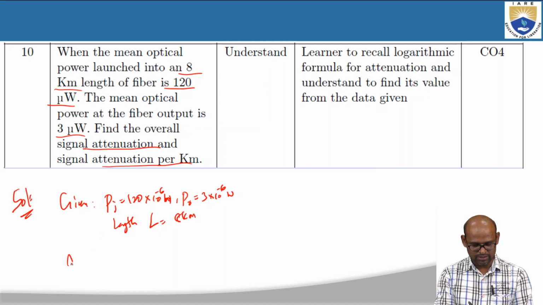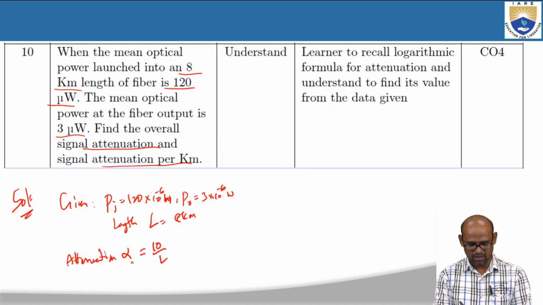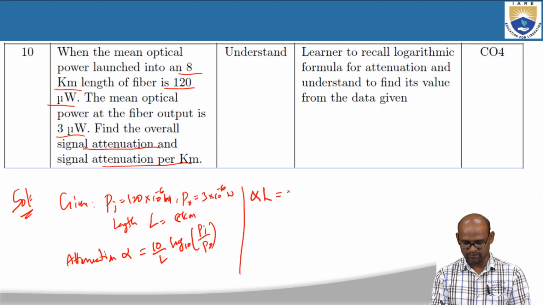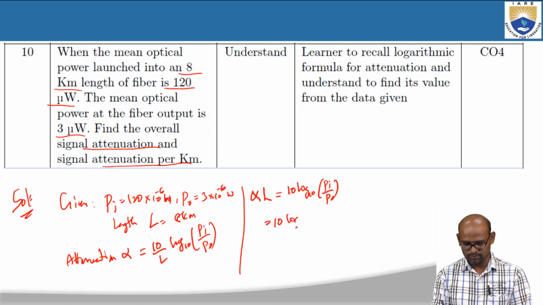So the signal attenuation alpha is defined as 10 by L, with alpha in units of per kilometer, times log to the base 10 of Pi by Po. We want first the overall attenuation, which is alpha into L, before we calculate the decibels per kilometer. So alpha L is defined as 10 log 10 of Pi by Po. Substituting the values, 10 log 10 of 120 into 10 power minus 6 divided by 3 into 10 power minus 6, we get 16 decibels as the answer.